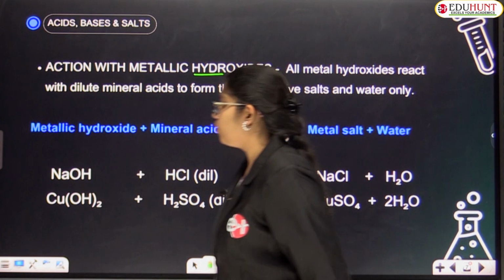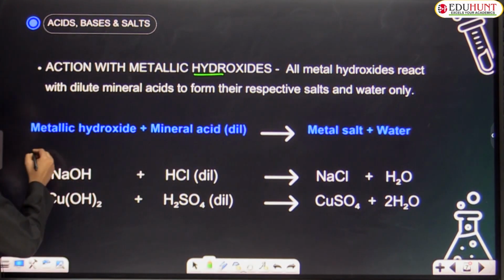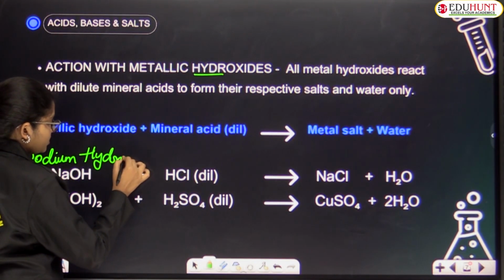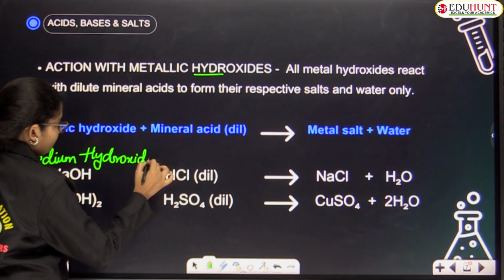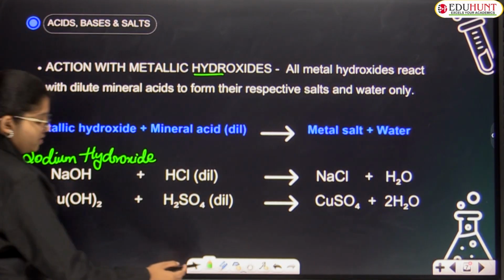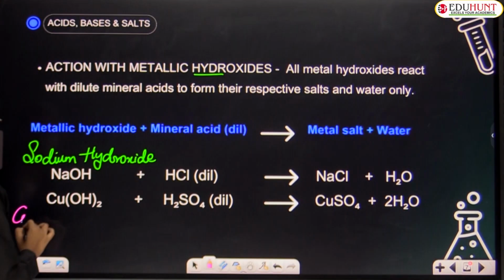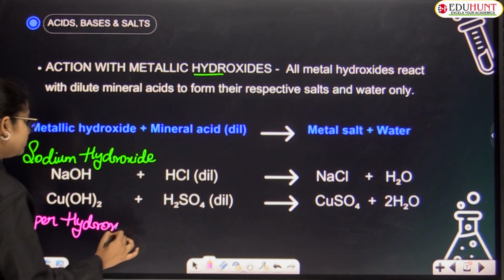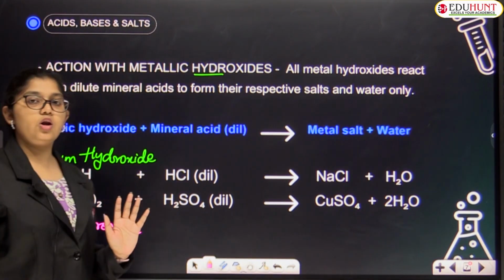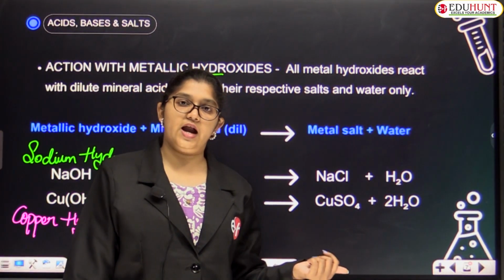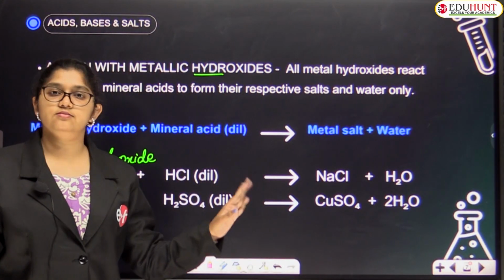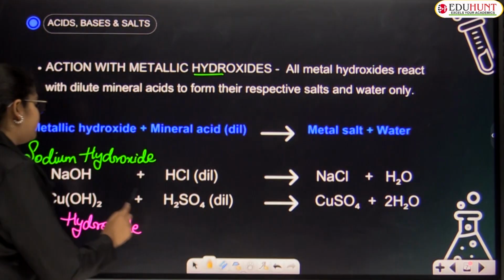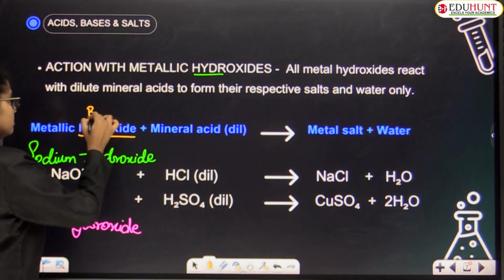Yeah, very good. So, here, what is the name of NaOH? Sodium hydroxide. What about Cu(OH)2? Copper hydroxide. Children, before, on the slide, it was all about oxides. Here it is hydroxides. Okay, hydroxide since it is a purely basic hydroxide. If you see any word called hydroxide, which means OH minus, that is a base. Hydroxide means it is a base.